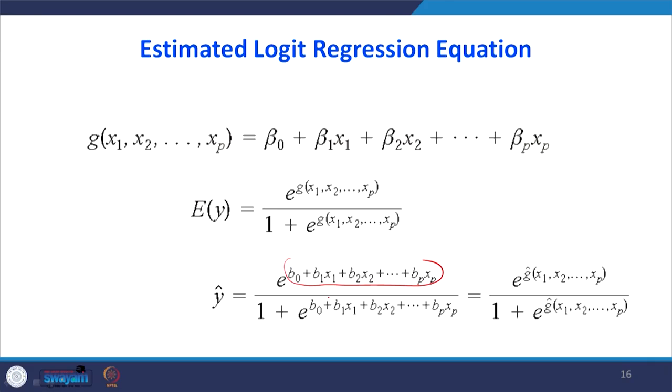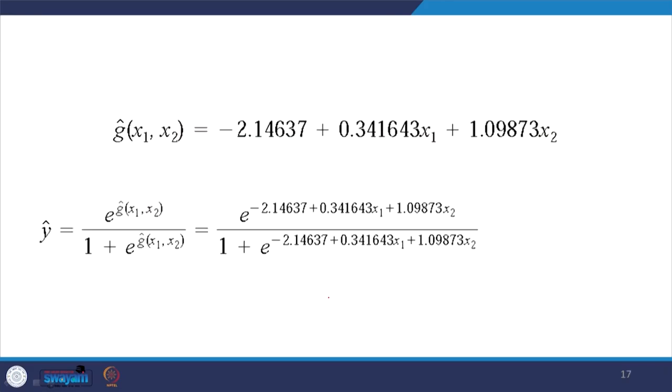To make it linear. In our problem so far, this was our logit equation: minus 2.14 plus 0.34164 x1 plus 1.09873 x2. And if you want to predict y, where y is the probability value, e to the power minus 2.141 and so on, we got this answer.